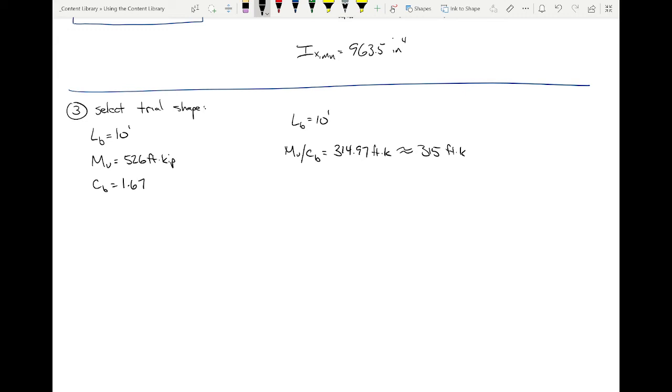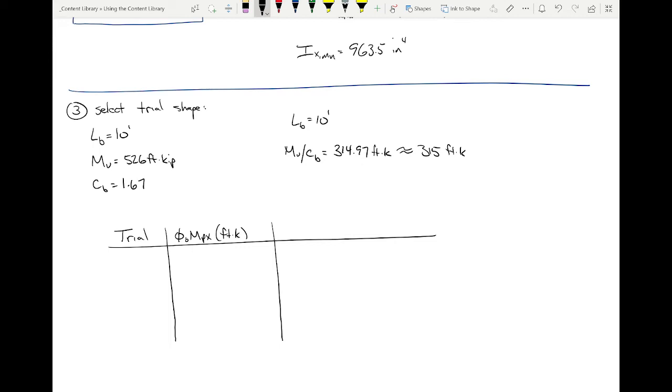Now, everybody watch what I'm doing, okay? Because we're going to track this together. So we're going to have trial, phi Mp, and then we're going to have Ix. Remember, Ix min is 963.5 or 968.3, close enough.